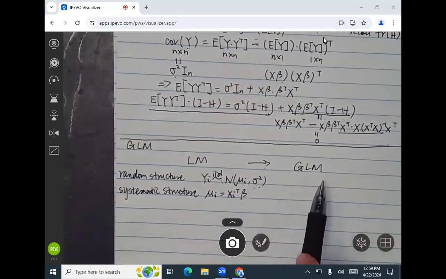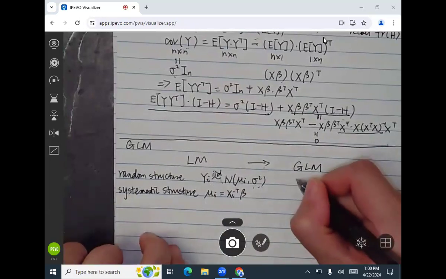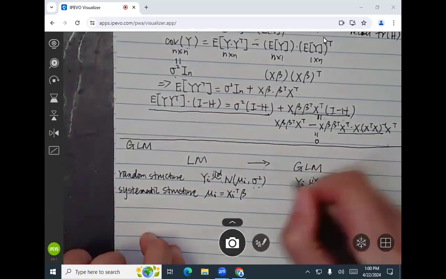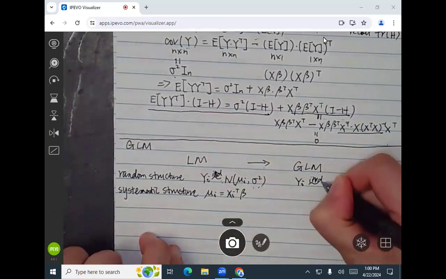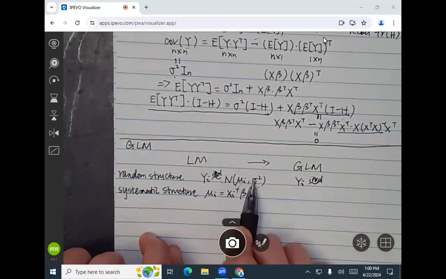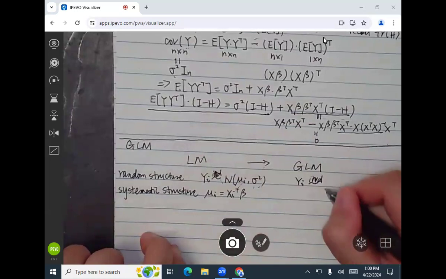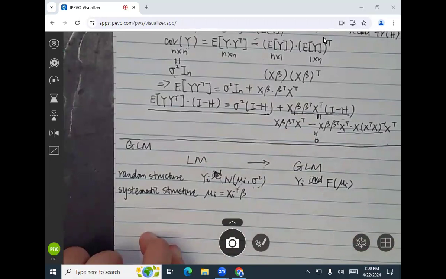In the generalized linear model, we first want to generalize the random structure so that the y_i would still be independent. Sorry, not IID, IND, I should be clear. IND, because the means are different, independently following their own Gaussian distribution with their own means. So in the generalized linear model, we assume that y_i are still independent, but they may follow other distributions. I would just denote that in general as some F distribution with mean mu i.